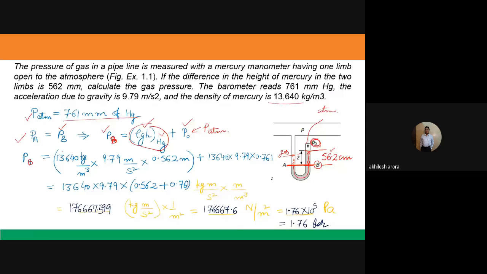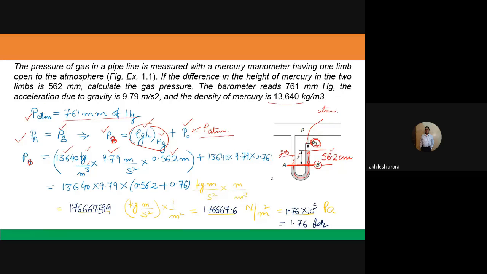So first of all, I am writing this particular value, this much kgs per meter cube, multiplied by the value of g, which is 9.79 meter per second square. And here, this is the value of h for the mercury. So I am taking it in meters, 0.562 meter. Plus, what is the value of the atmospheric pressure now?